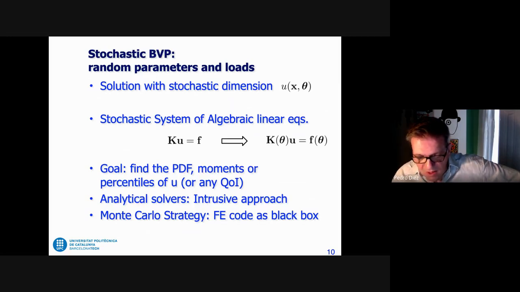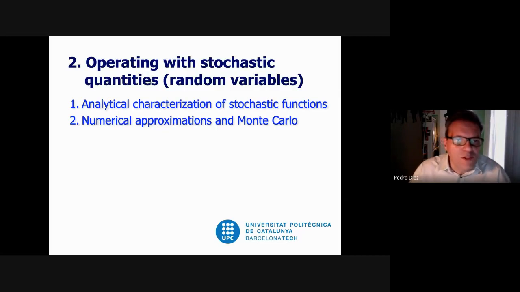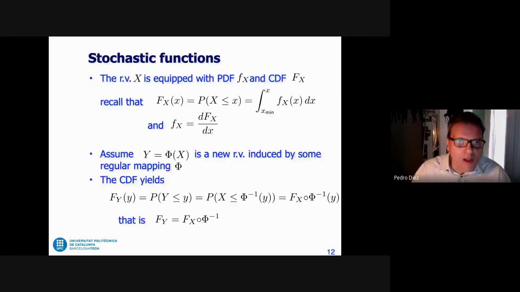the probability of exceeding some critical value, which is what matters for most engineers. In order to do that, we're going to see some analytical strategies, which are mostly intrusive, but also the most naive one, which is the Monte Carlo strategy, in which the finite element code is acting as a black box. The second part of the lecture is about operating with stochastic quantities, which are random variables. We're going to see how to characterize analytically stochastic functions and their output, how to provide numerical approximations, and use the Monte Carlo idea.